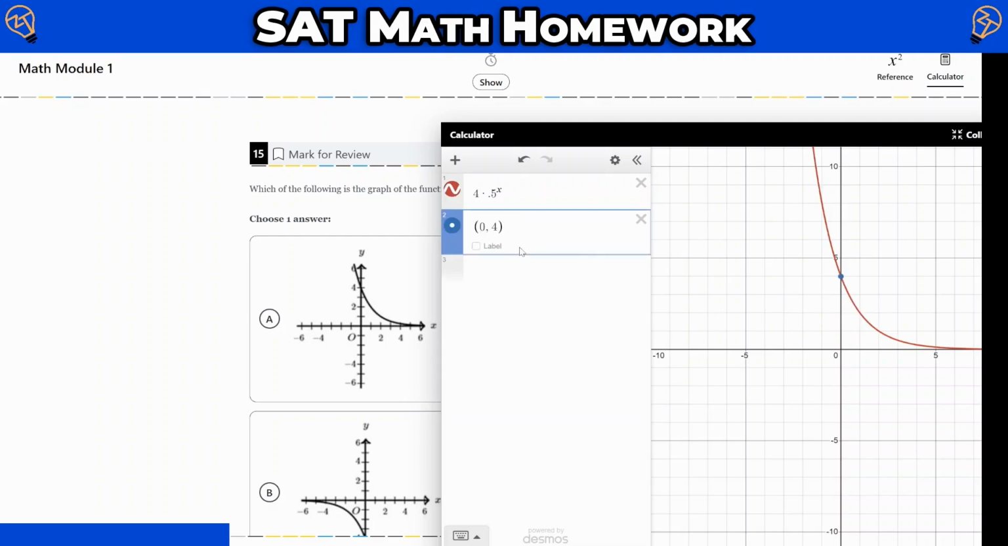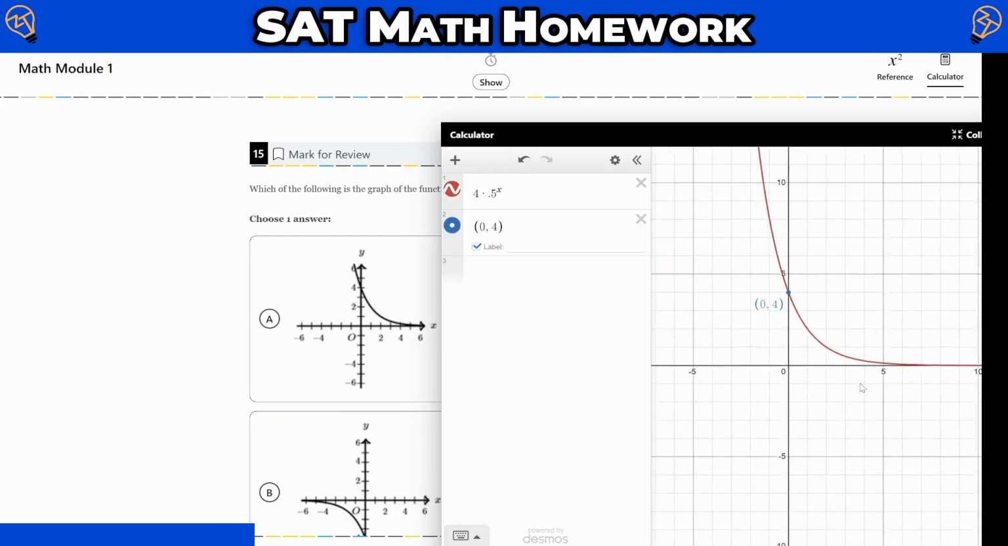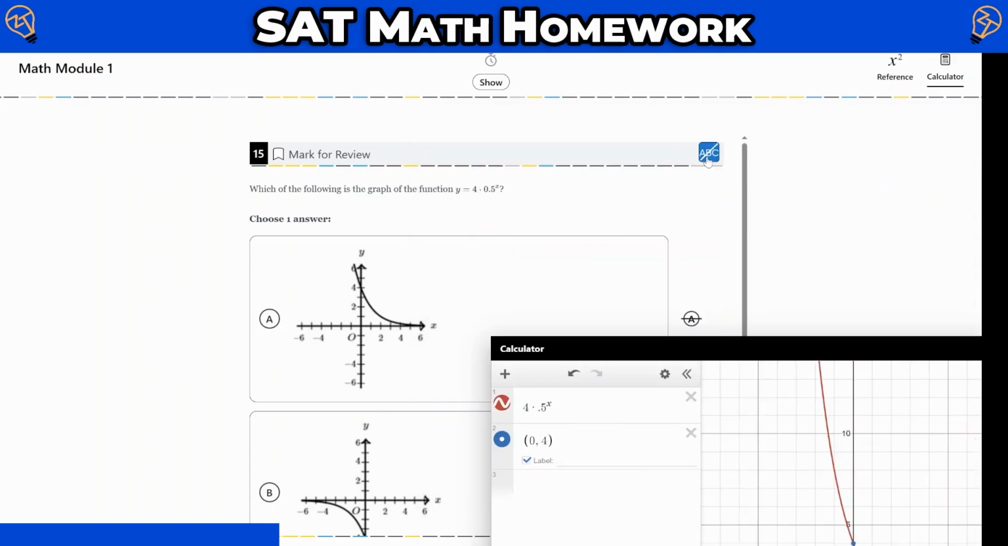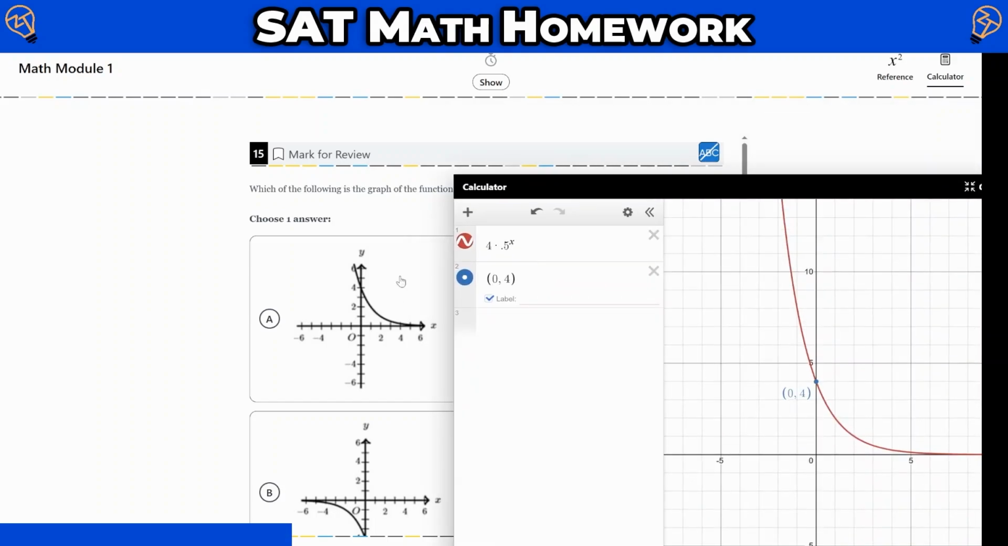I'm going to press this and then go ahead and label it just so I can see that nice and clearly. And it looks like it's approaching the x-axis but never touching. Okay, let's go through and look at the options. And we could even do process of elimination. So this one is looking pretty good.